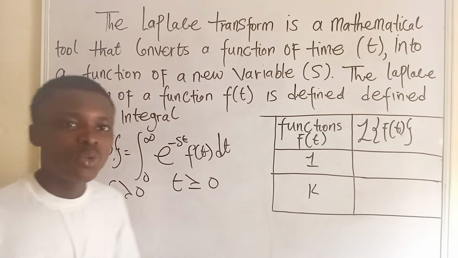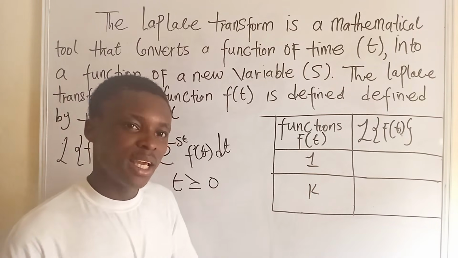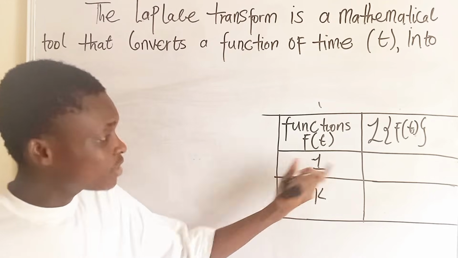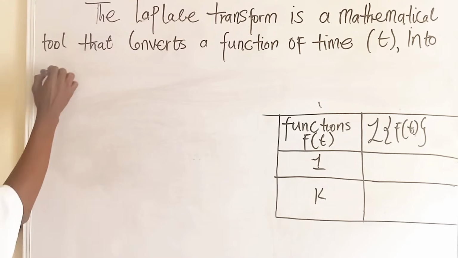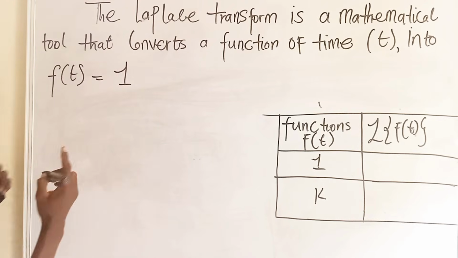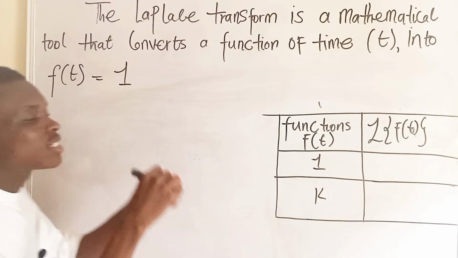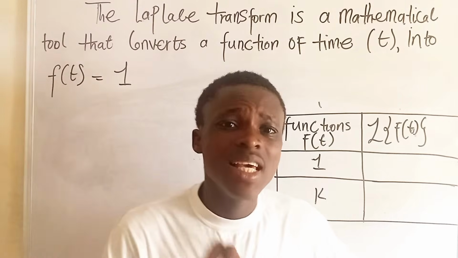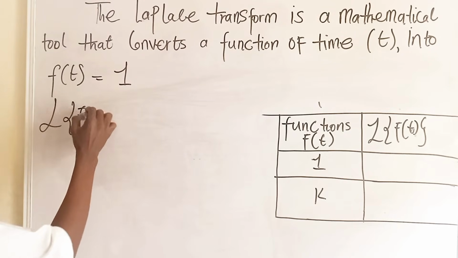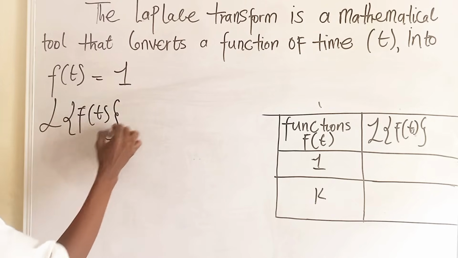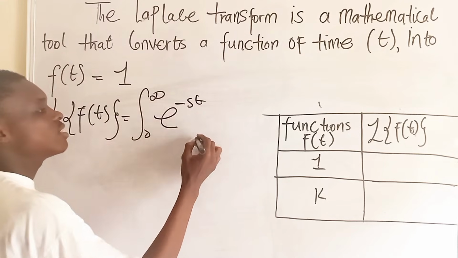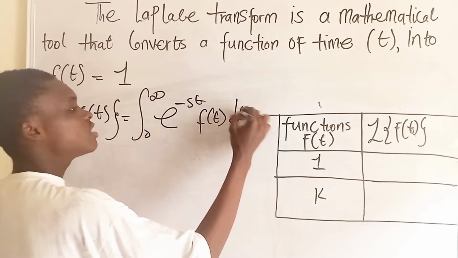Greater than 0. Without wasting much time, let's find the Laplace transform of these functions. Let's find the Laplace transform of 1 first. This is how you start it. You say, let f of t equals 1. The Laplace transform of a function f of t is defined by this integral: the integral from 0 to infinity of exponential negative st f of t dt.